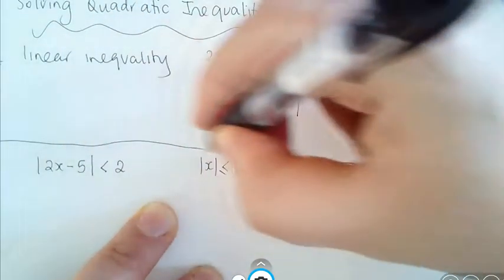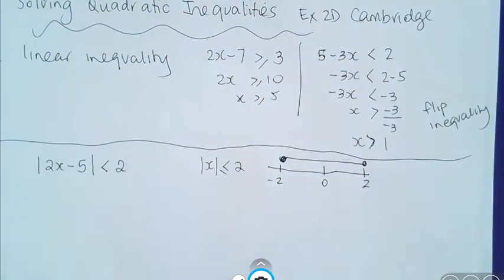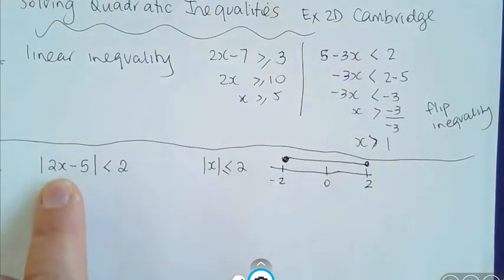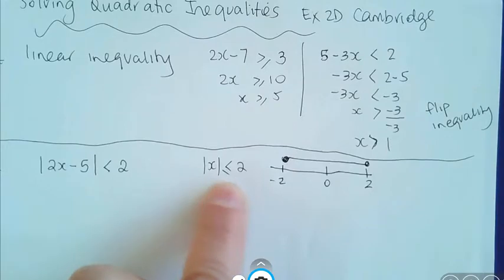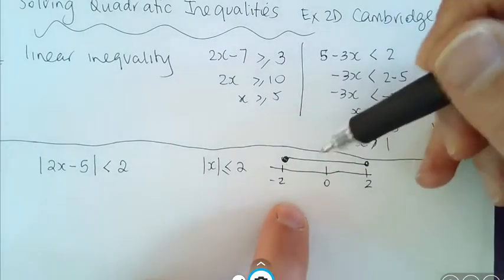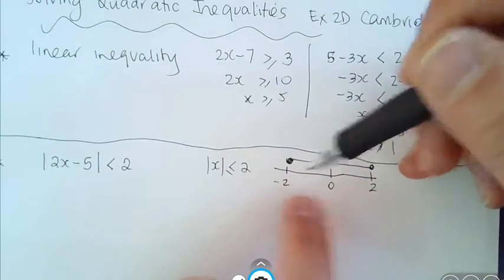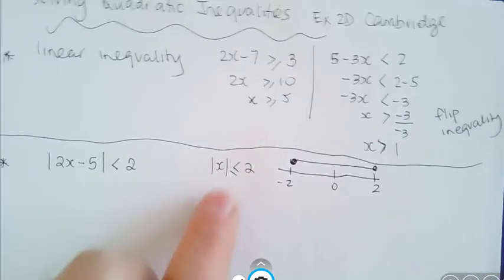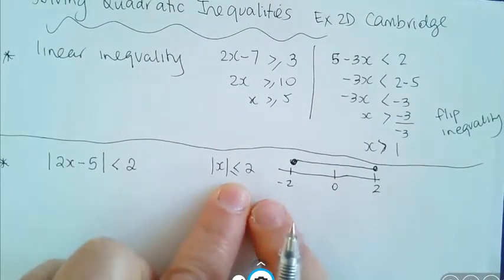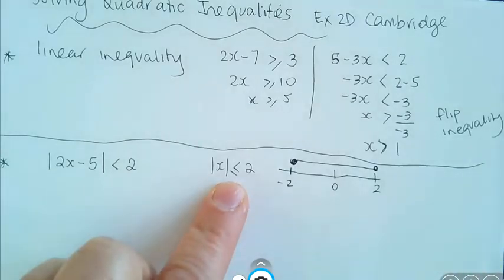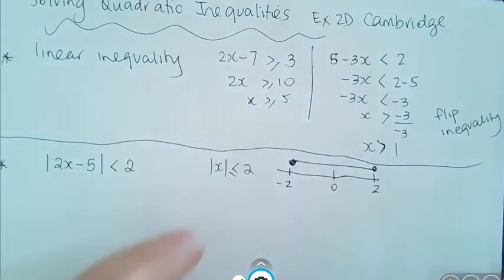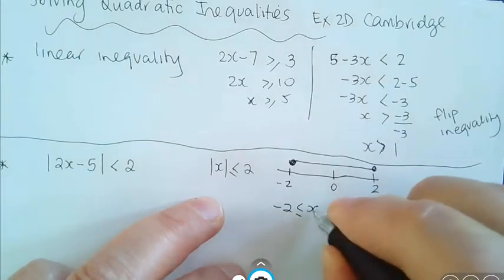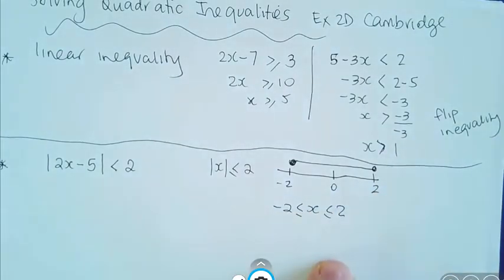So that was a linear inequality. This is still a linear inequality, but I thought we'd review absolute value ones. If I've got that the absolute value of x is less than or equal to 2, that means that x is less than or equal to 2 units from the origin. So absolute value means distance from the origin. How do I express that without the absolute value? I would say that x lies between negative 2 and 2.